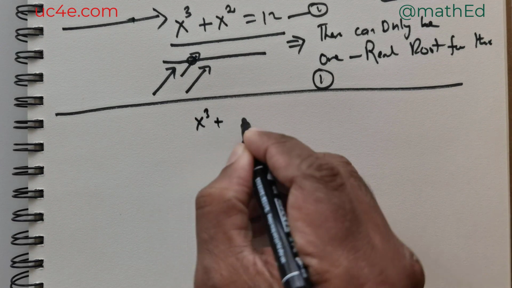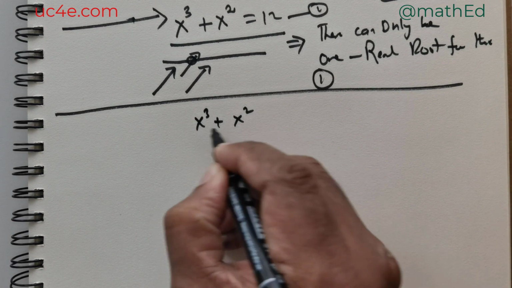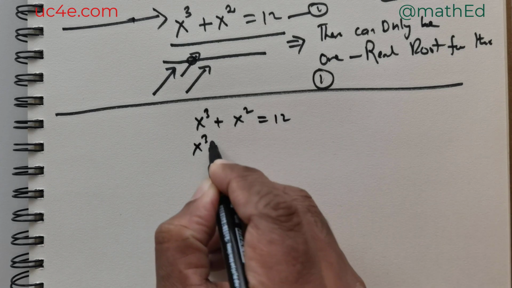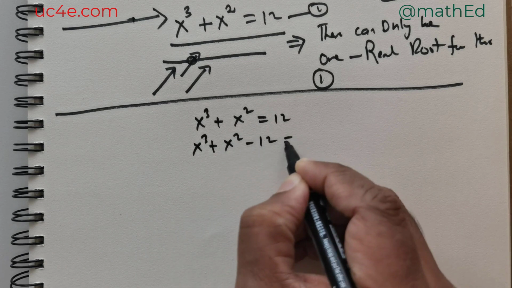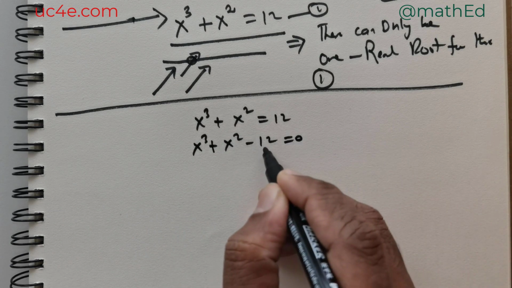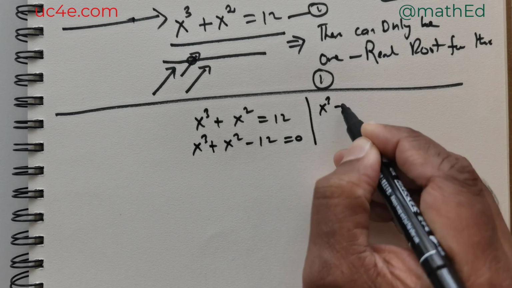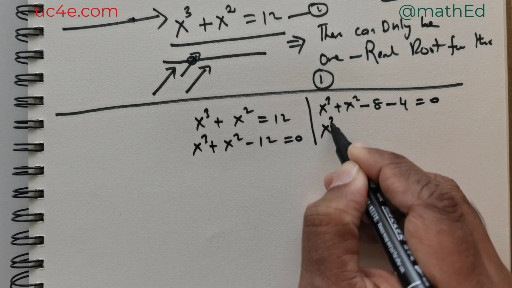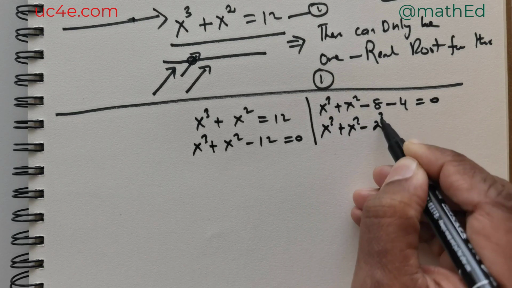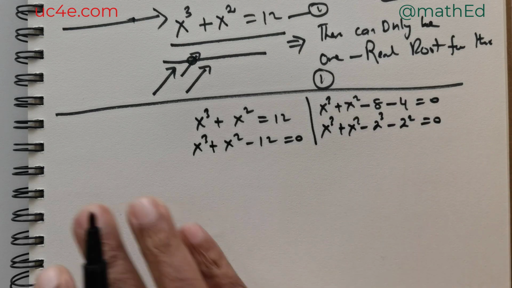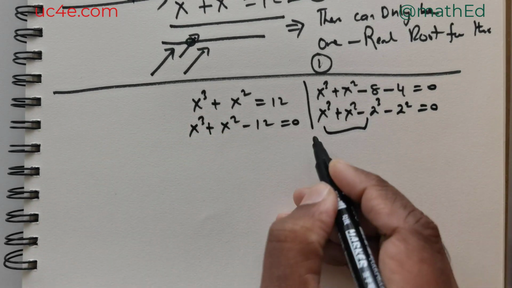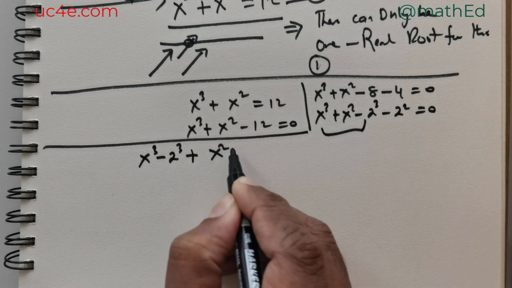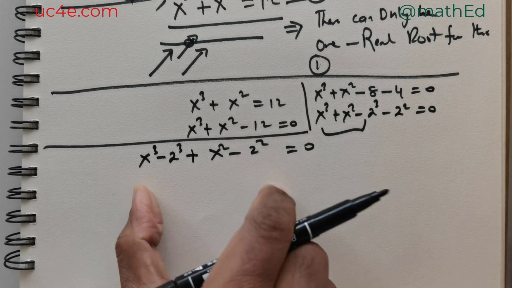So I've got x cubed plus x squared being equal to 12. What I wish to do is start off like this. I will rewrite this as x cubed plus x squared minus 12 is equal to 0. Then I will split this as minus 8, minus 4 is equal to 0. Then I will split this as 2 cubed and 2 squared is equal to 0. I hope you are able to see it. Then I will club these two together and rewrite it as x cubed minus 2 cubed, followed by x squared minus 2 squared. This is fairly acceptable, right?